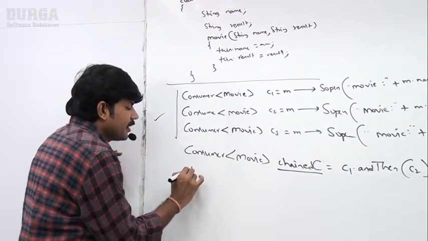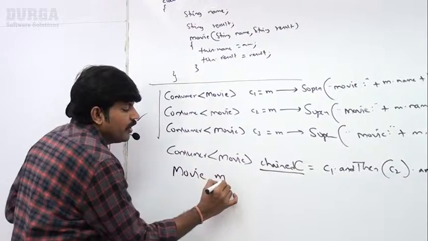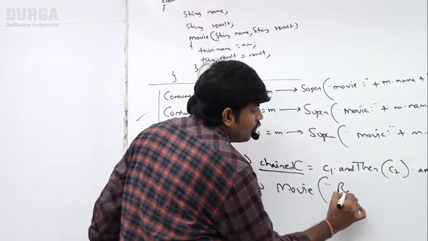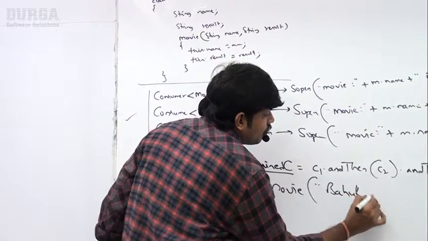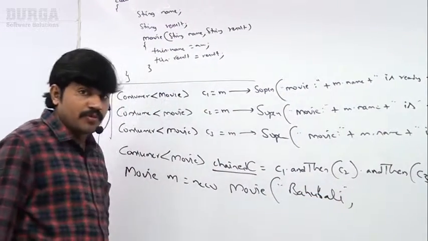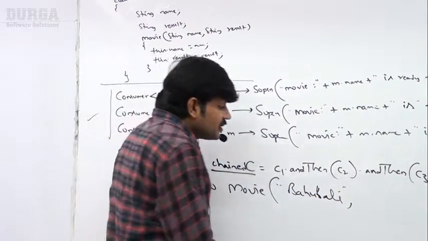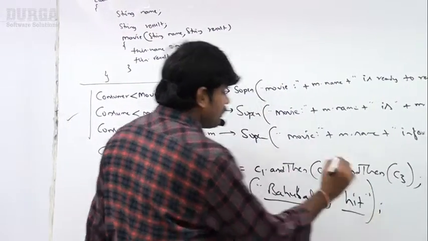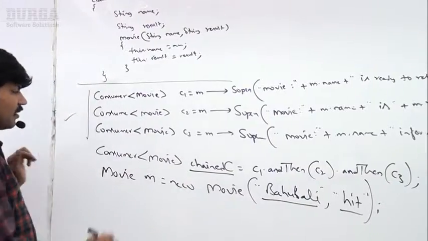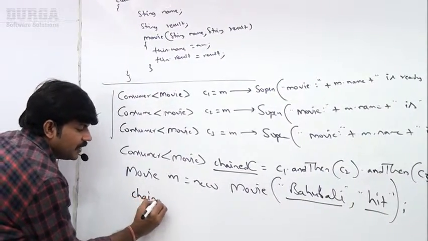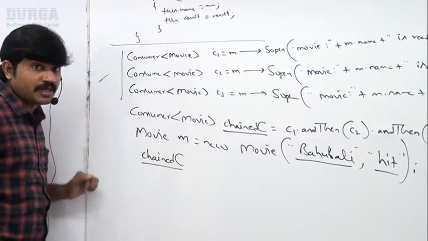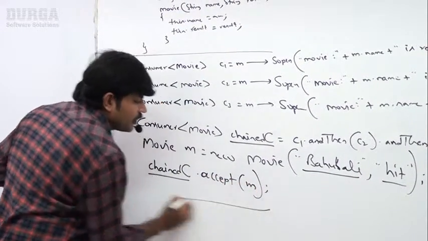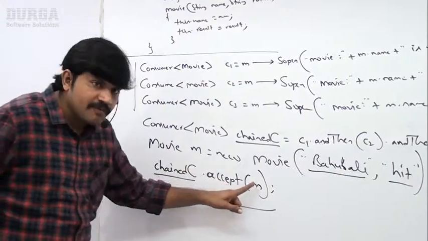Okay? Let me create one movie object, sir. Movie m is equal to new Movie of Bahubali, comma, sir, what is the result? Assume that hit I'm taking. Sir, this is a movie object I got. chainedC, this is the chained consumer, dot accept of m. Are you getting? chainedConsumer dot accept of m, like this.